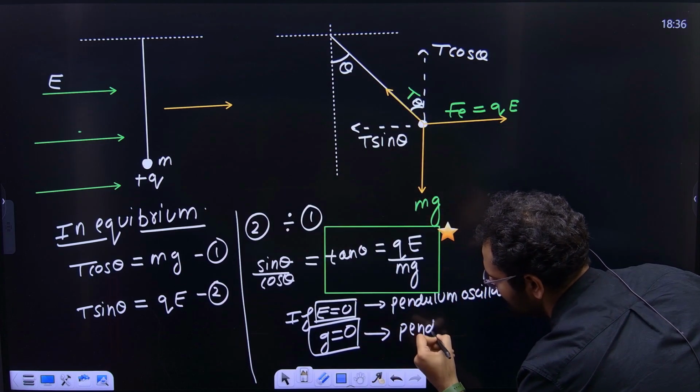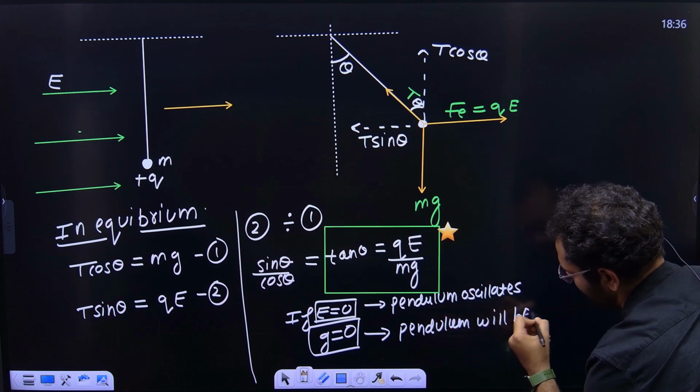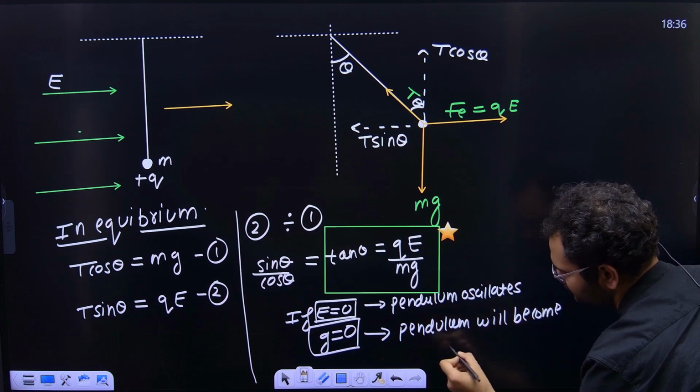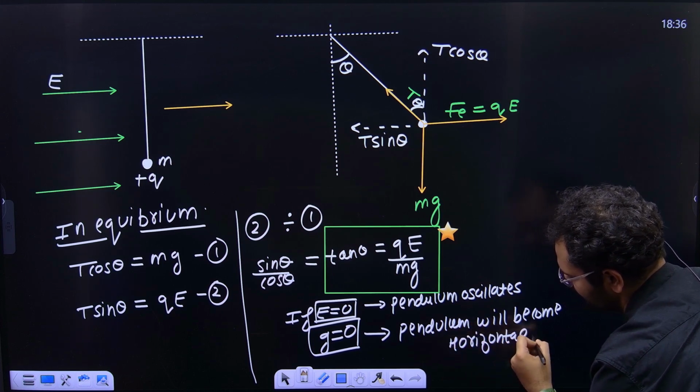So I will say the pendulum will become, very important cases, okay, horizontal. So two cases are clear, sir. Basic, we are starting from very basic.